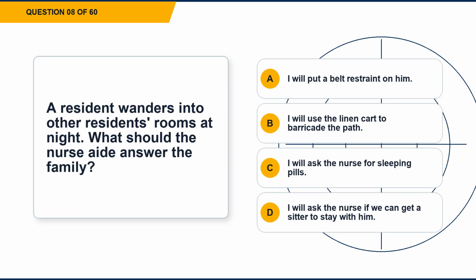Question 8. A resident wanders into other residents' rooms at night. What should the nurse aide answer the family? Option A. I will put a belt restraint on him. Option B. I will use the linen cart to barricade the path. Option C. I will ask the nurse for sleeping pills. Option D. I will ask the nurse if we can get a sitter to stay with him.